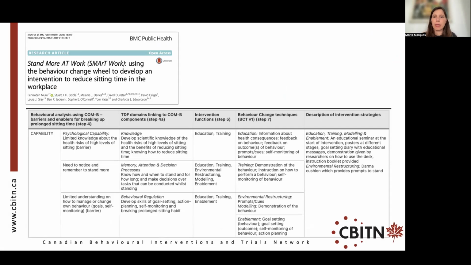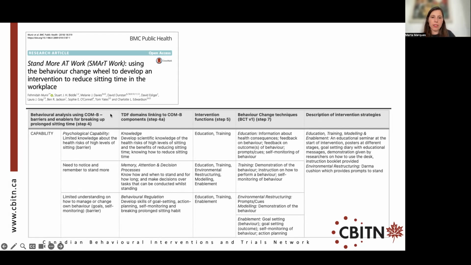If you start looking at papers using the behavior change wheel, this is what you will find, bringing all the steps together. So you will find these tables that describe how you move from the beginning to the end. And in this case, this table is for an intervention on reducing sitting time in the workplace. You will see here on the left side for capability, what are the aspects, the barriers or facilitators related with reducing sitting time within psychological capability. And then in more detail, this is expressed in knowledge, memory, behavior regulation, etc. If you scroll down the table.